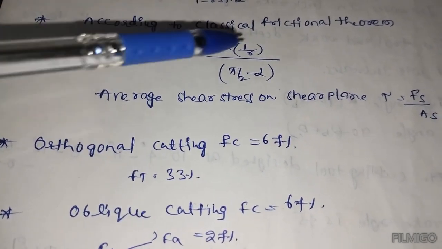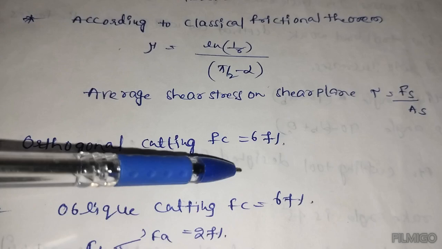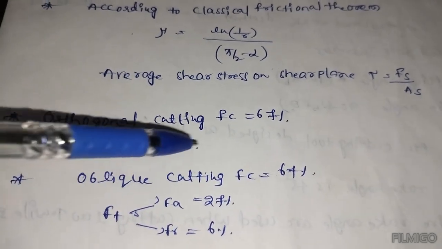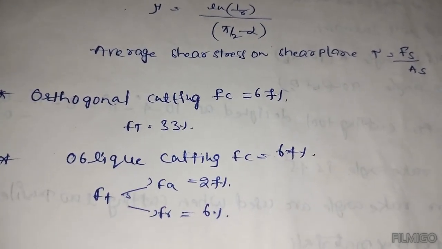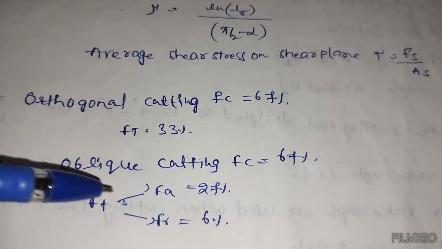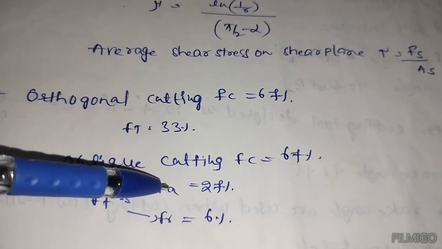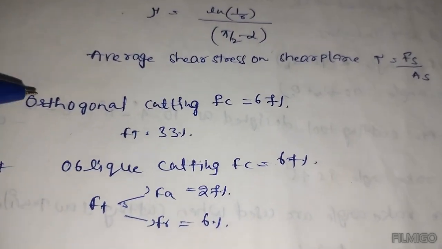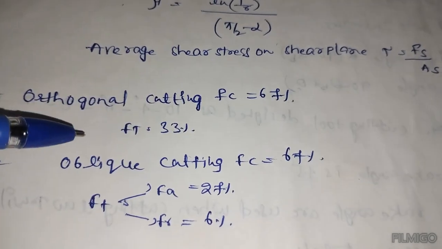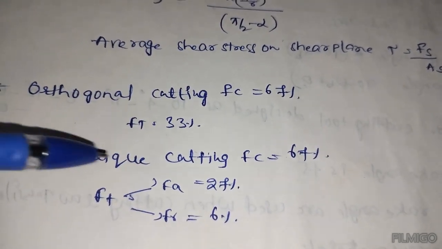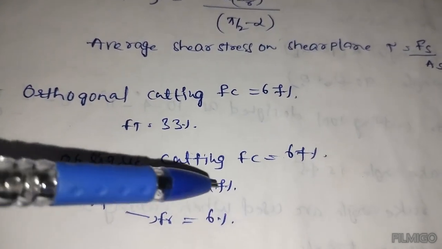Orthogonal cutting: Fc is 67% and Ft is 33%. Oblique cutting: Fc is 67%, Fa is 27%, and Fr is 6%.